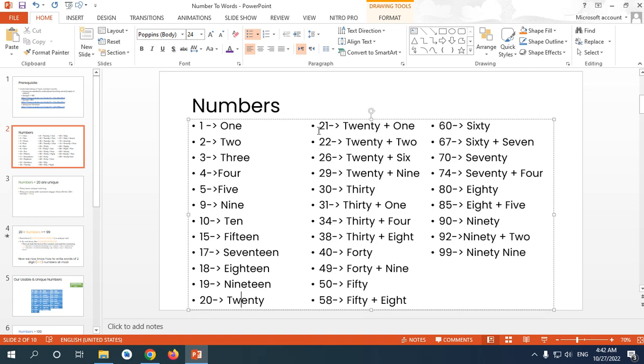After 20 it gets more interesting. We have 21, which is made of 20 plus 1. Alright, 22, 20 plus 2. 26, which is 20 and 6. 29, which is 20 and 9. And when we hit 30, it's just 30.